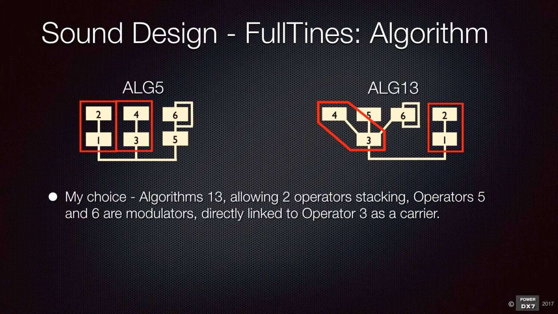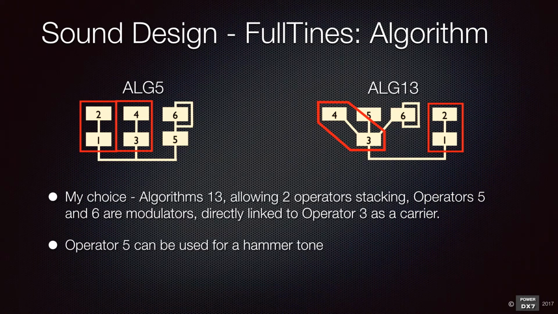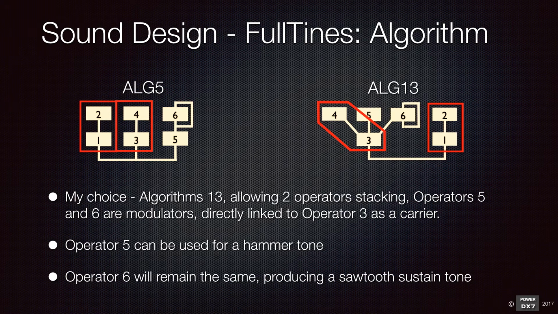My choice of algorithm for this exercise is 13. Use operators 5 and 6 as modulators that are directly linked to operator 3. We will use operator 5 for a hammer tone. We will use operator 6 for a soft and sawtooth tone using its feedback loop.